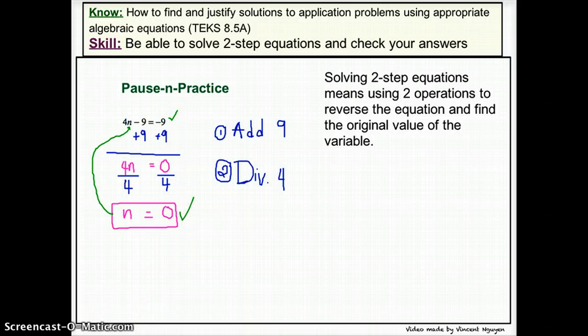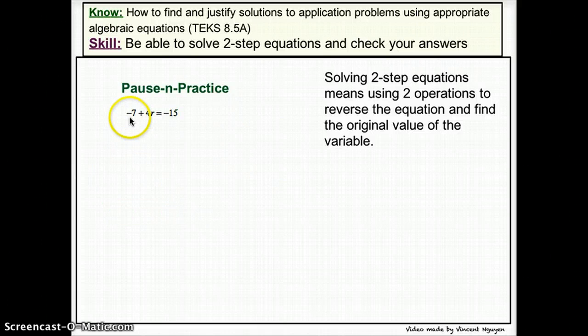Ready for example 2? On the next screen, please pause your video. In this example, you have negative 7 plus 4r equals negative 15. You're going to need to use 2 operations to undo this equation. Ready? Go.